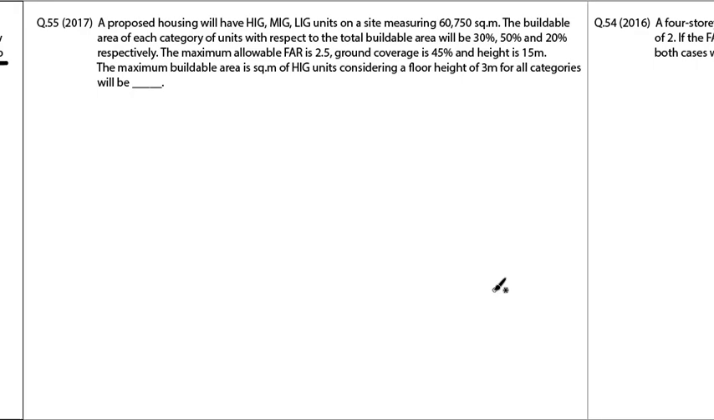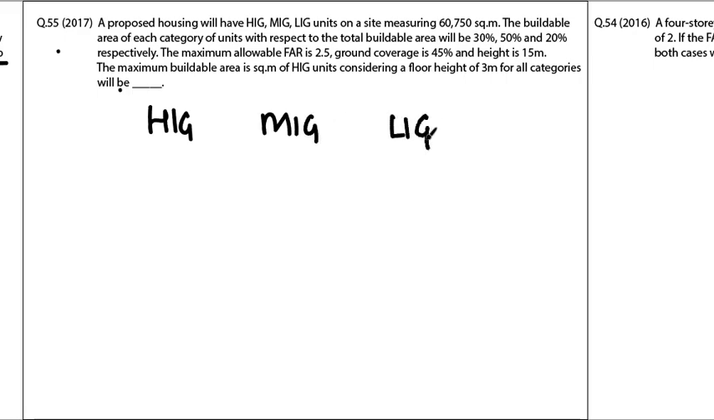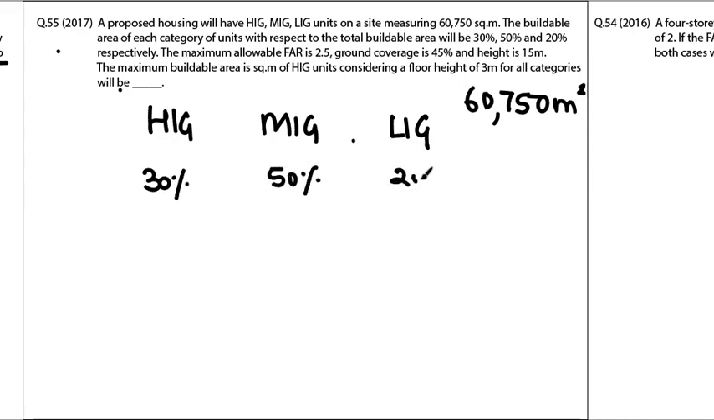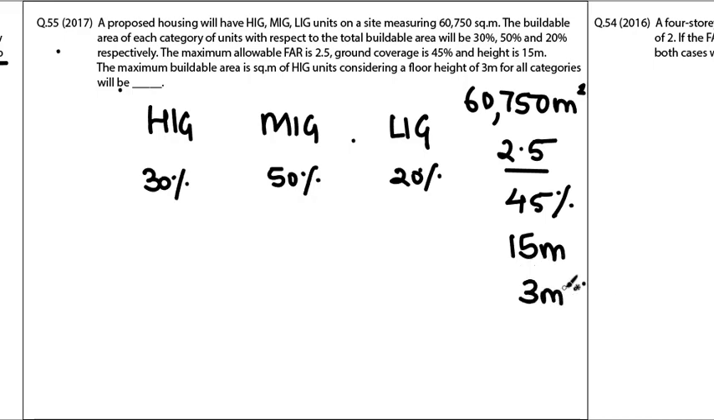Okay. So now they have mentioned HIG, MIG, LIG units. Site area is 60,750 meter square, right? So buildable area will be 30% for HIG, 50% for MIG, 20% for LIG. Okay, FAR is 2.5, right? And ground coverage is 45%. Total height of the building is 15 meter, and we have floor to floor height of 3 meter.